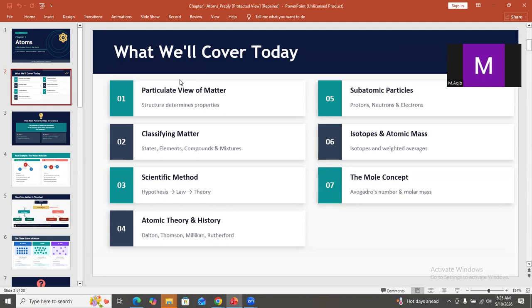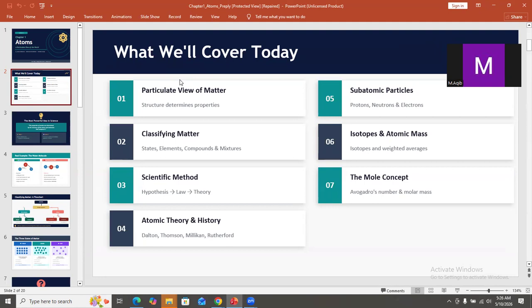And other than that, we're going to study the scientific method. This scientific method is not something that we study only in the field of chemistry, but we study it in physics, in basically any scientific subject. We follow the same scientific method. So, scientific method, we're going to study that.